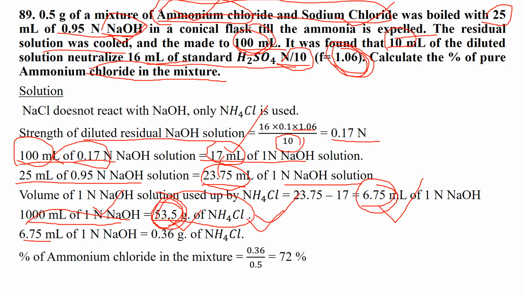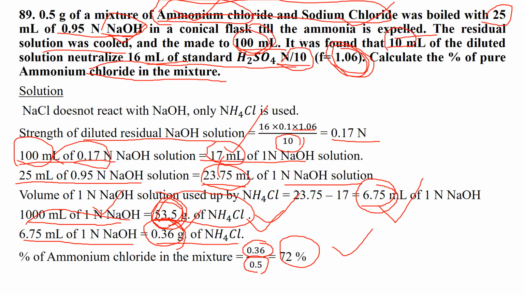Then 6.75 ml of 1 N NaOH consumes 0.36 gram of ammonium chloride, so 0.36 gram is present in the mixture. So 72% is the percentage of ammonium chloride in the mixture. We have to calculate the percentage of ammonium chloride present in the mixture. So 0.36 is present in the whole mixture, and 0.5 is the total mixture. So 0.36 gram of ammonium chloride is present in 0.5 gram of the mixture. Then what is the remaining weight? The remaining weight is of sodium chloride.